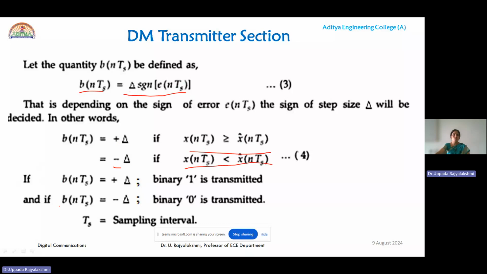So based on that, you can write b(nTs) as plus delta when x is greater than or equal to x cap. At that instant, binary data bit 1 will be transmitted. For example, if b(nTs) is minus delta, that is when x is less than x cap, then binary data bit 0 will be transmitted.